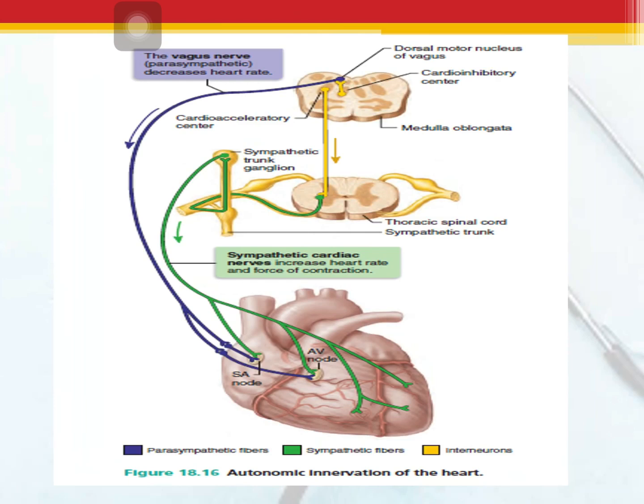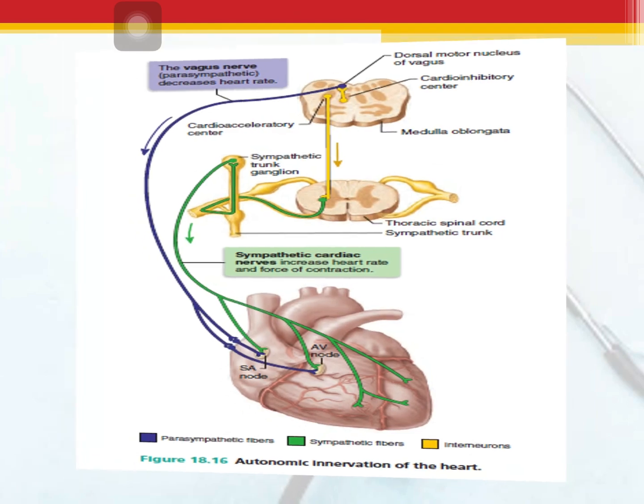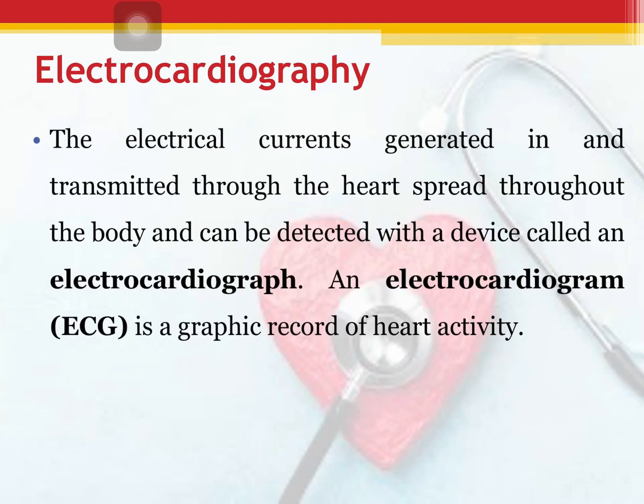As you can see in this picture, the cardioacceleratory center is located in the medulla oblongata, and the cardioinhibitory center is located in the dorsal vagus nucleus in the medulla.